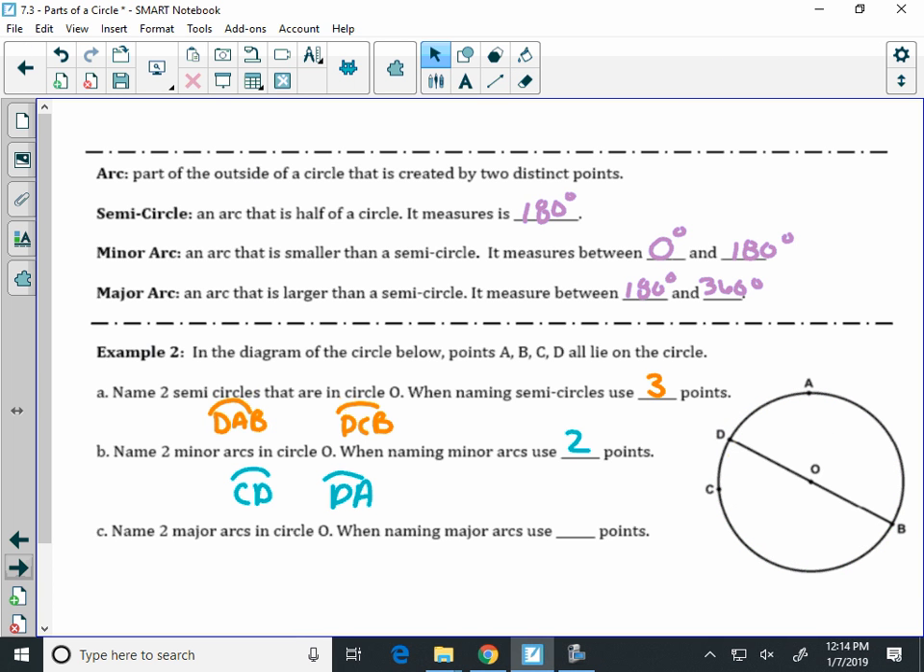And then lastly, a major arc. When naming major arcs, we use 3 points. Okay, I'll name the first one because I think major arcs are the trickiest. I always like to start with an endpoint of a diameter. I think it's helpful. So I'm going to start with D. And I'm going to go all the way to B. Then I'm going to go to C. That is a major arc. It's bigger than a semicircle. D, B, C.